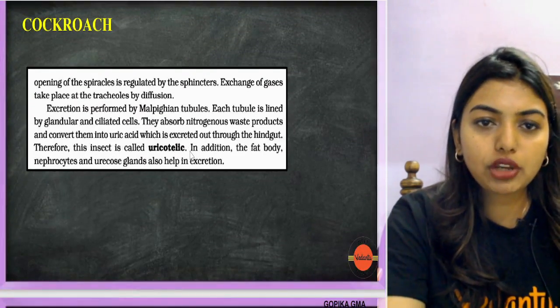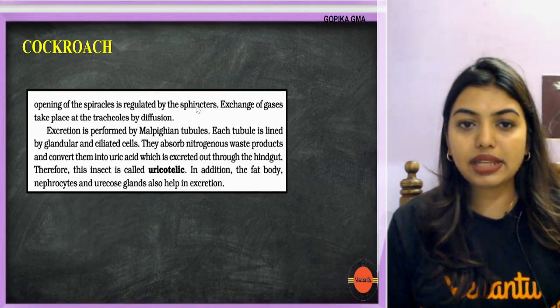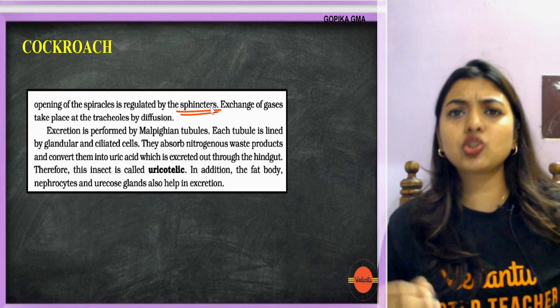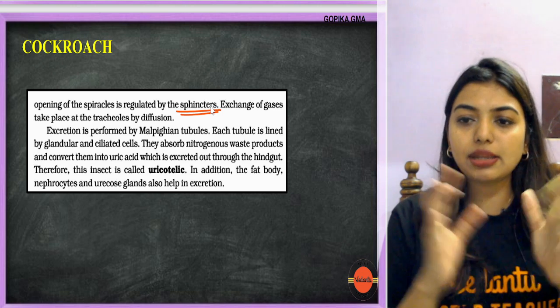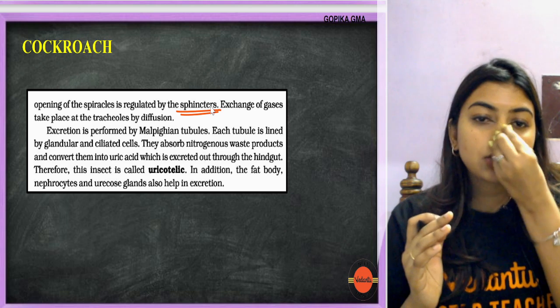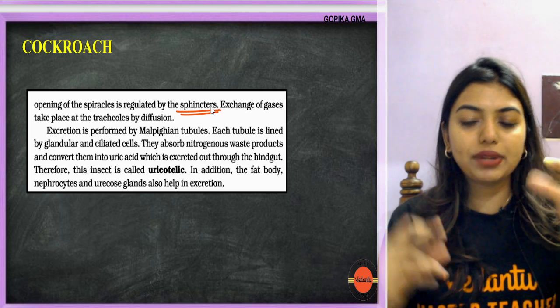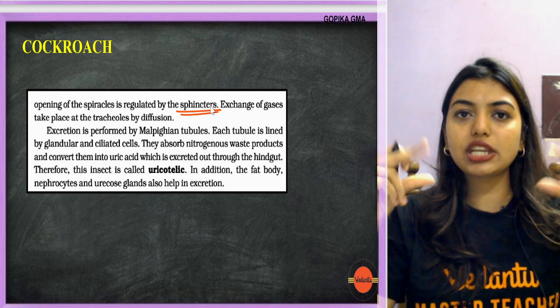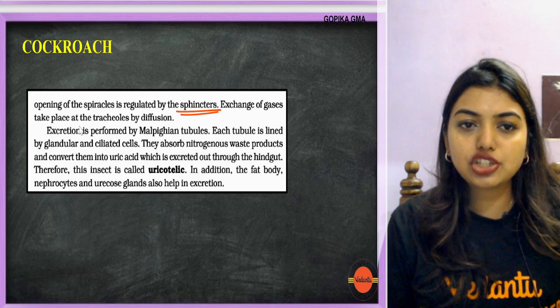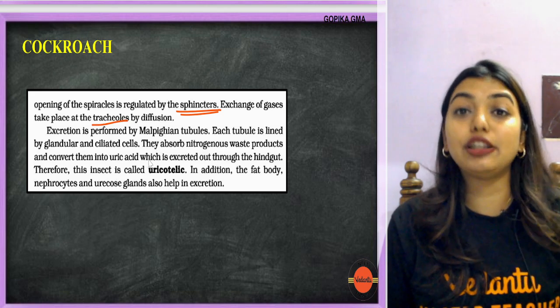Now the opening of the spiracles is regulated by the sphincter. So obviously students, if something is open, some control should be there, right? Something should be there to close and open it. So there are sphincters present at the openings, which will help in the closing and opening of the spiracles. Now exchange of gases takes place at the tracheoles by diffusion.